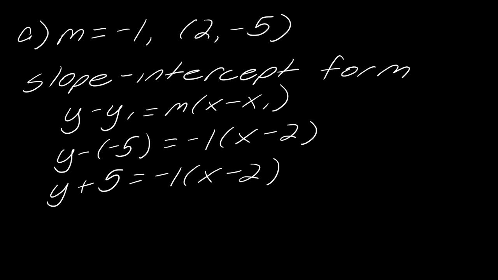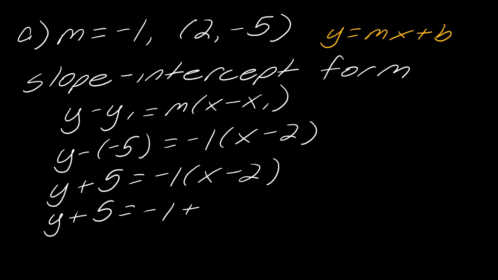And just as a quick reminder, for the slope-intercept form, I need this in y equals mx plus b form, okay? So to do that, basically I need to solve this equation here for y. That's what I have to do. So the first thing that I'm going to do is distribute this -1 into the parentheses. So I get y plus 5 equals -1x plus 2.